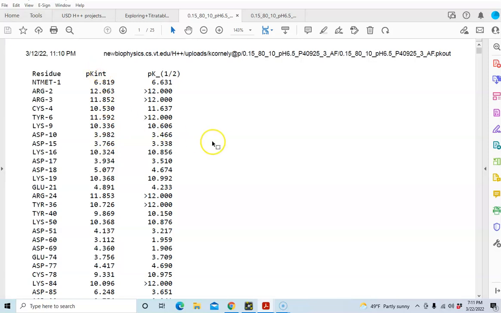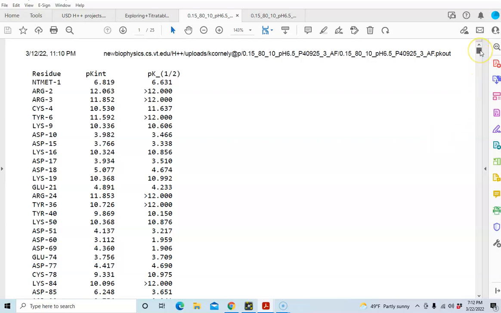The first pK value is the value that the program calculates as if it is not influenced at all by its nearest neighbors. The second one shows, again, we're doing this virtual titration, and these are values that take into account the nearest neighbors. So we're going to want to look at this second column here. The other thing to notice about H++ is that it calculates values between 0 and 12. If a pK value is less than 0 or greater than 12, it will just indicate that.